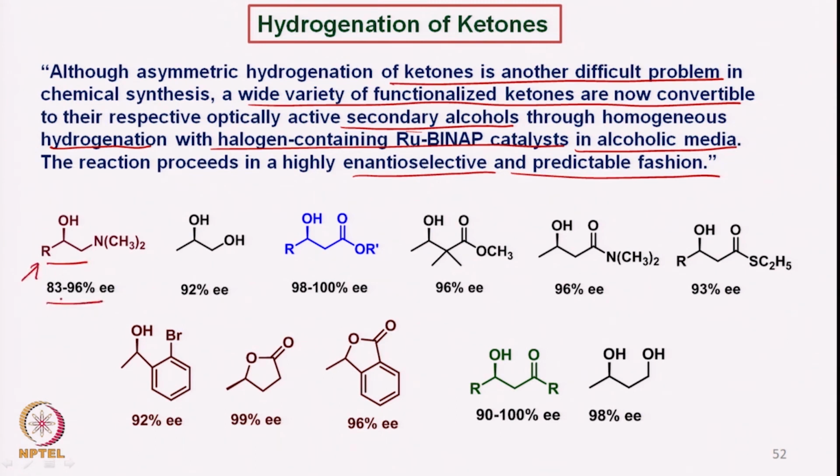depending on R, the enantiomeric purity is between 83 to 96%, such as this 92% here, and if this kind of molecule is to be obtained, the enantiomeric ratios range from 98 to 100%, for example 96%, 96%, 93%, and of course different types of other molecules in which one can get the enantiomeric purity as high as 90 to 100% or 98%, and the reactions can be used for the preparation of this kind of lactones also.